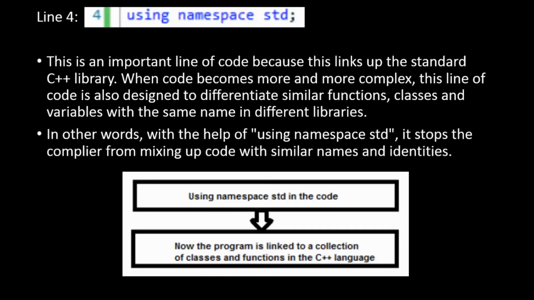In the simplest words, with the help of using namespace std, it stops the compiler from mixing up code with similar names and identities. So as you can see in the flowchart here, we have using namespace std in the code. Now the program is linked to the collection of classes and functions in the C++ language and the standard template library. Just to summarize again in plain English, it stops it from mixing up code. That's the simplest way I can explain what that does.